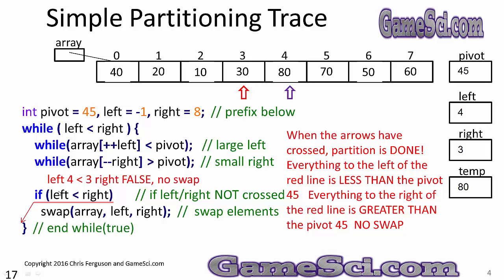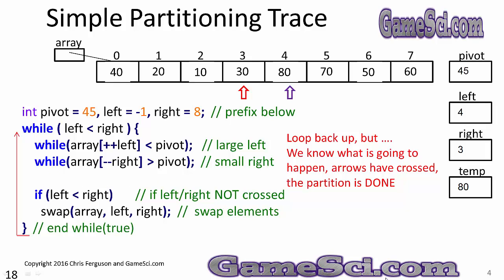Look at our if statement now. Left is 4, right is 3. The arrows have crossed. When the arrows have crossed, the partition is done. Everything to the left of the red arrow is less than 45. Everything to the right of the purple arrow is greater than 45. We do not need to do a swap. And that if statement going to false says skip the swap.